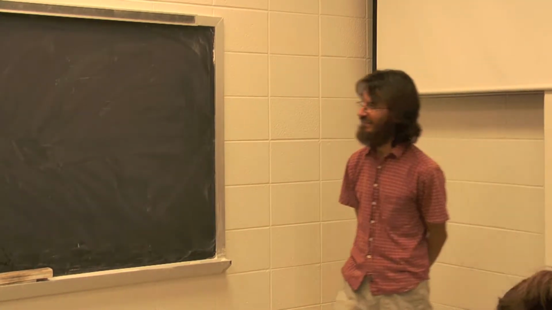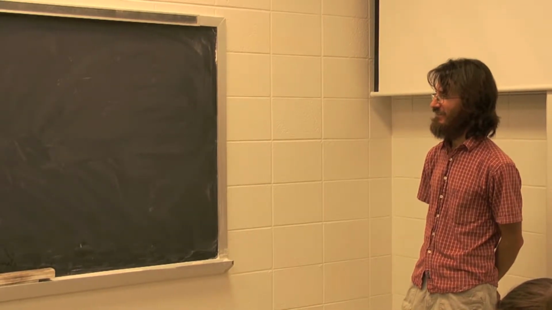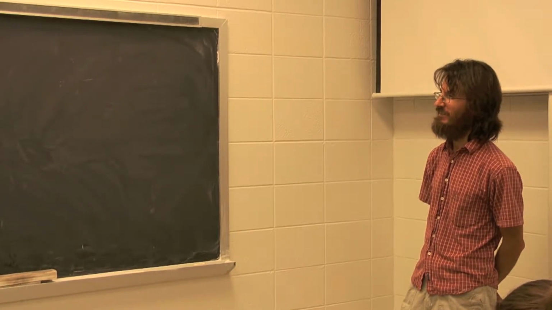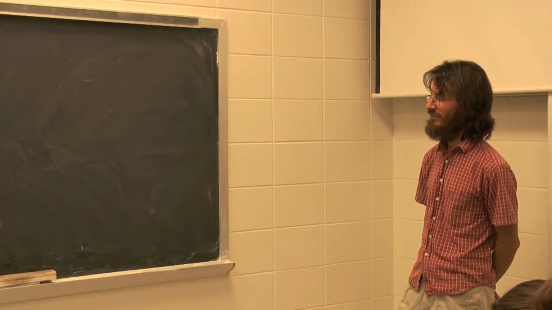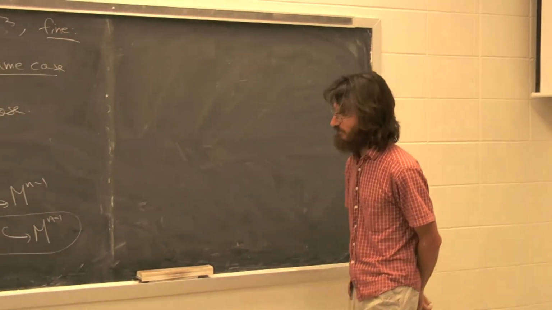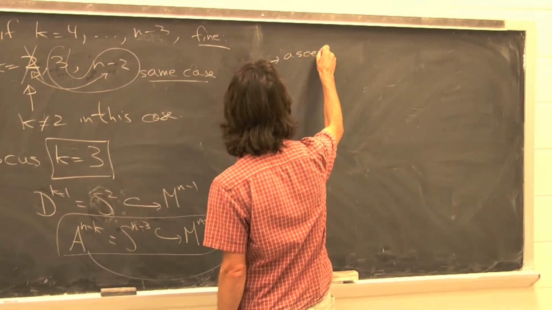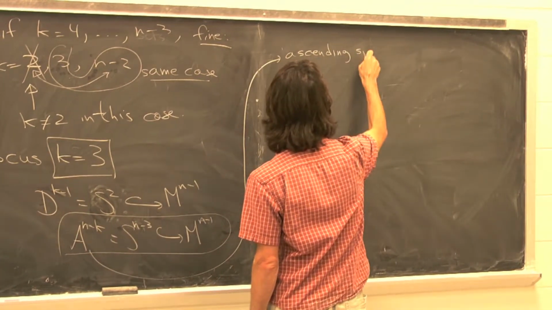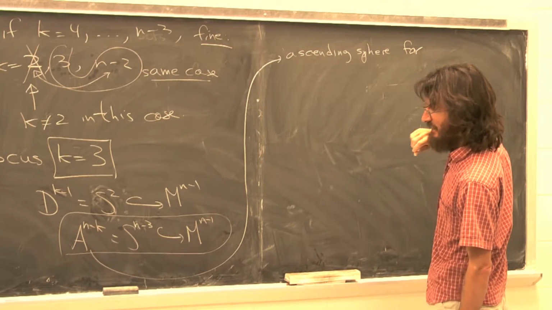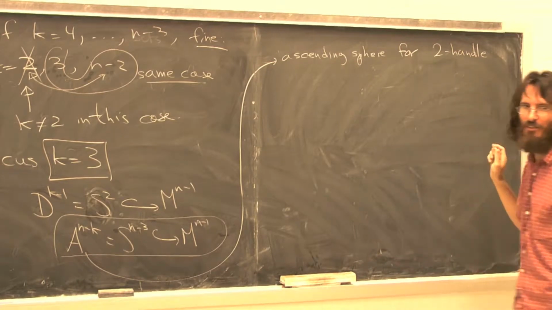This is the last point that I want to make. Where is this coming from? This is the ascending sphere for a 2 handle, right? We've got a 3 handle and a 2 handle involved, right?